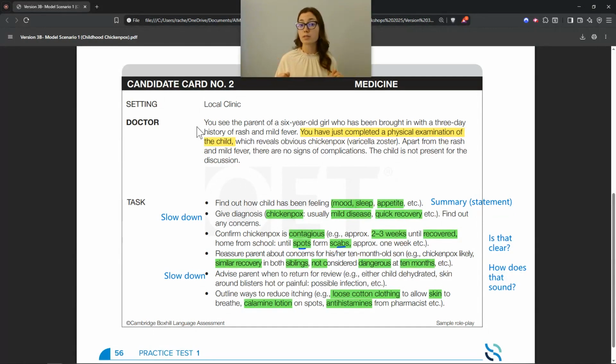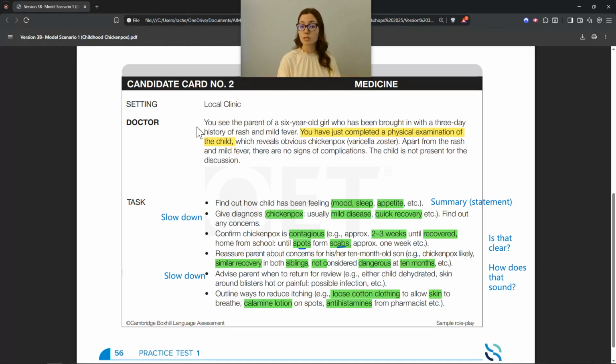So a couple things to notice. We have a parent and a 6-year-old girl. Now, the examination we see here, it says you have just completed a physical examination of the child, and the child is not present. So we are having a conversation with the parent about the child's exam results as well as some follow-up questions and concerns.